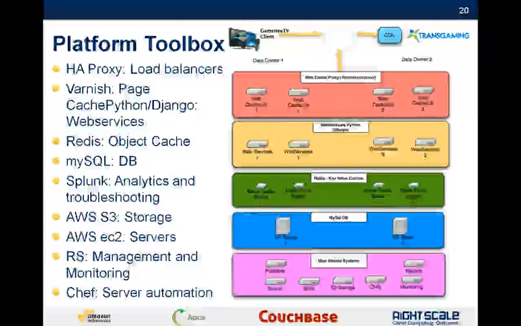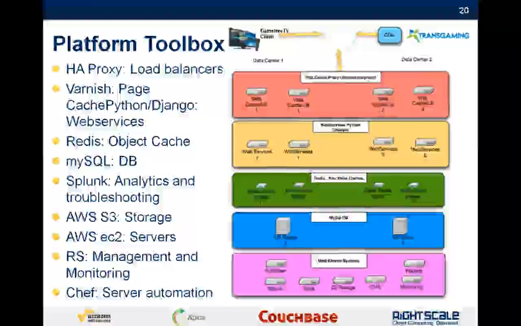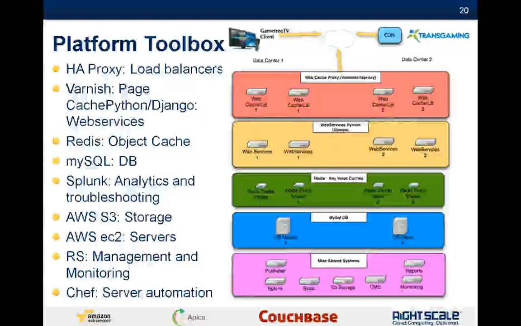And below that, we have a Redis object cache layer, so we don't have to hit the database for all the objects. They can just hit the object cache and MySQL for the storage of the data. And we also ended up using Splunk for analytics and troubleshooting, AWS S3 for storage, EC2 for servers, and RightScale management and monitoring. And we were one of the early adopters of RightScale's Chef solution. So for server automation, we went that route. Next slide, please.